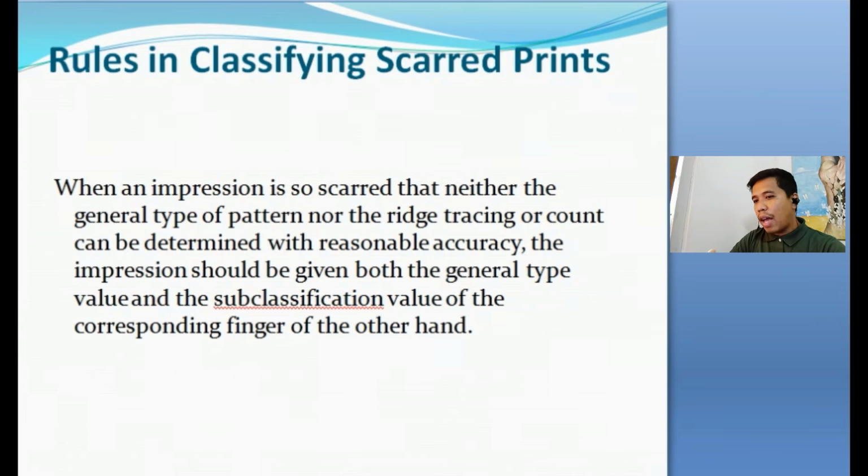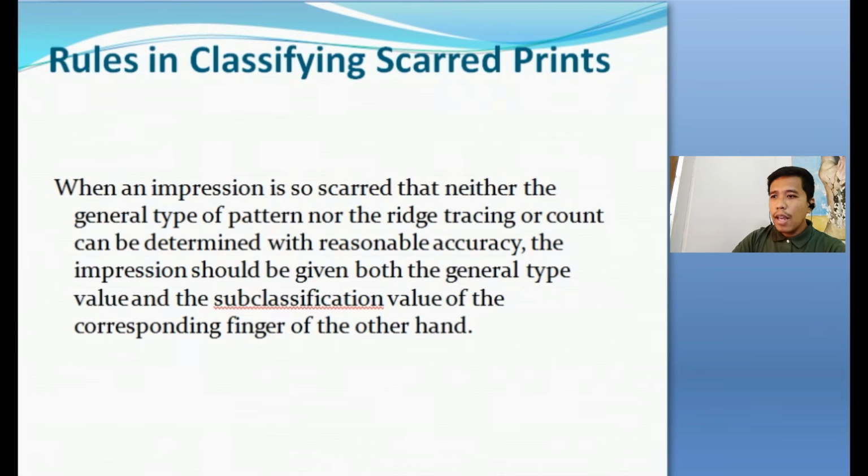So, pag ang left thumb is ulnar loop with ridge count 20, automatically, yung right thumb mo na hindi identifiable will also become a loop with a ridge count 20. Yan po ang rule natin. Pag ang thumb mo sa right is wounded, tapos yung left thumb is having a plain arch, then of course, the right thumb will be classified as plain arch. Kasi it has to adapt on the pattern of the opposite finger.